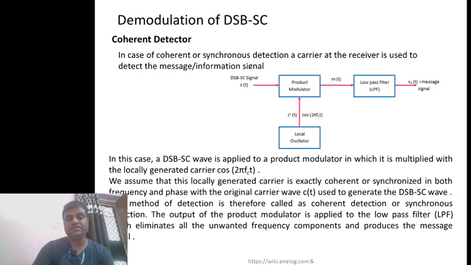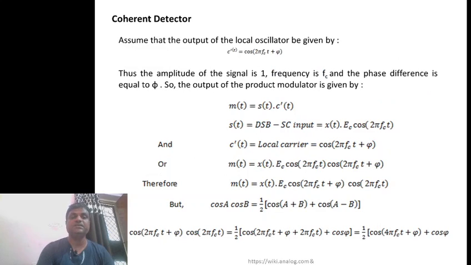This method of detection is therefore called coherent detection or synchronous detection, because the carrier used for the demodulation of the message signal is the same as the carrier used for the modulation of the message signal. The output of the product modulator is applied to the low pass filter, which eliminates all unwanted frequency components and produces the message signal.